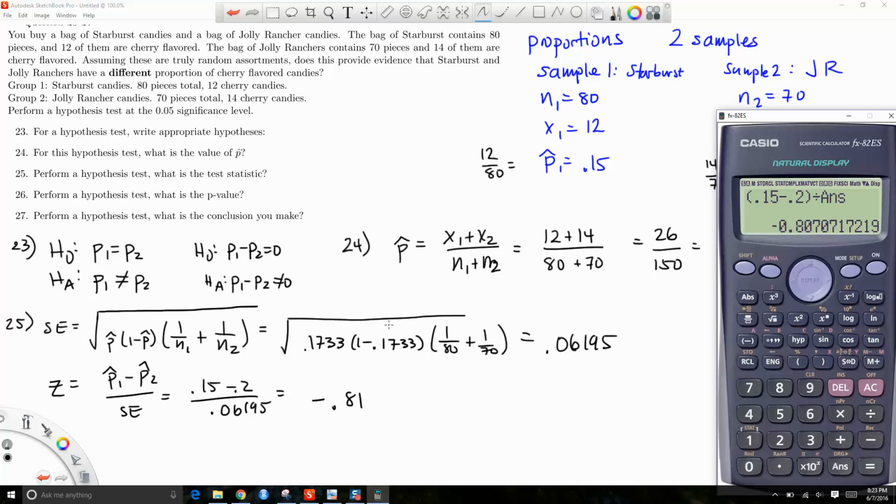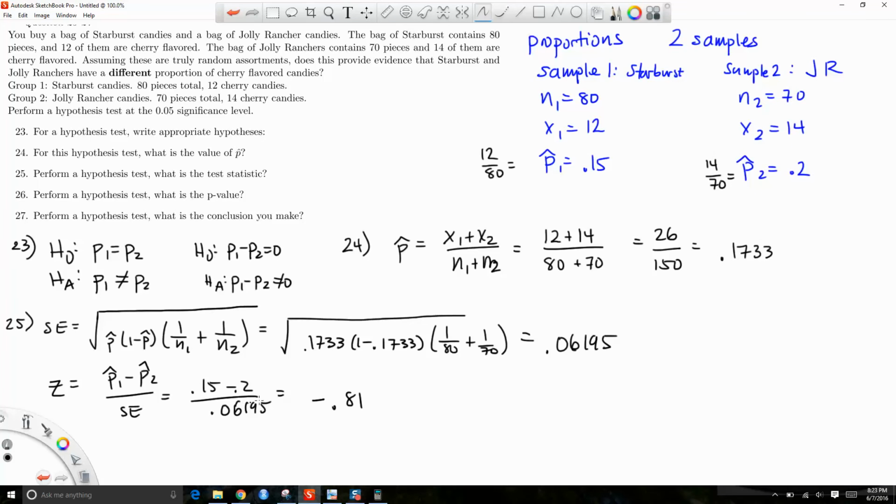It's the rounding that always happens. The rounding always throws you off. When you have to look up a z-value in the table, you have to round to 2 decimal places. So that's our 25. Our test statistic is z equal to negative 0.81.